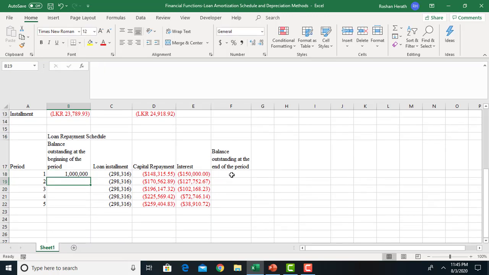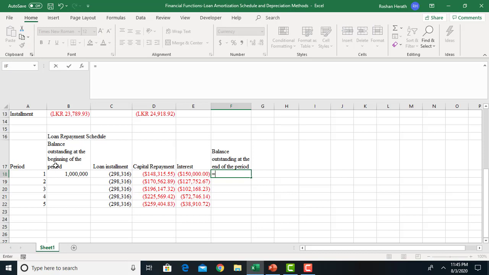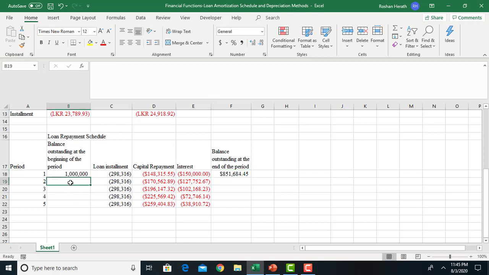Then how do you calculate the balance outstanding at the end of the period? It is simply, you take the balance at the beginning of the period, and since the capital repayment is a minus figure, you add it, so it is deducted and you get the balance outstanding at the end of the period. And that is going to be the balance at the beginning of the next year.